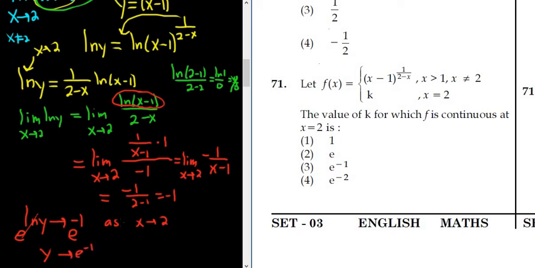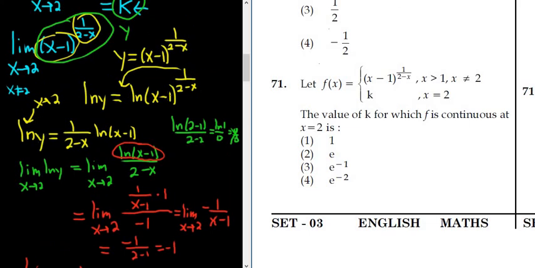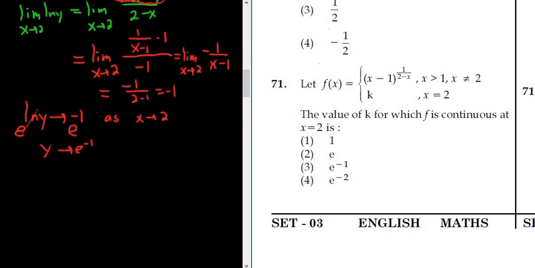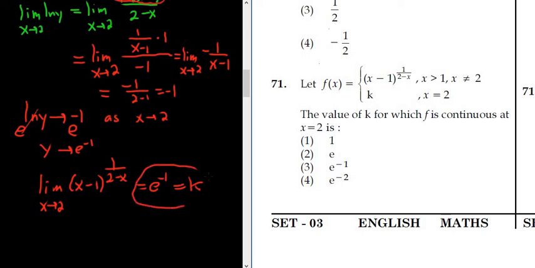You might say, well, what's y? y is the original problem, right? This is our y up here. So this approaches e to the negative 1. So we showed that the limit as x approaches 2 of y, which was our original function, x minus 1 to the 1 over 2 minus x, is equal to e to the negative 1. And we know that has to be equal to k. And that is the value of k, so the answer in this case is choice 3.